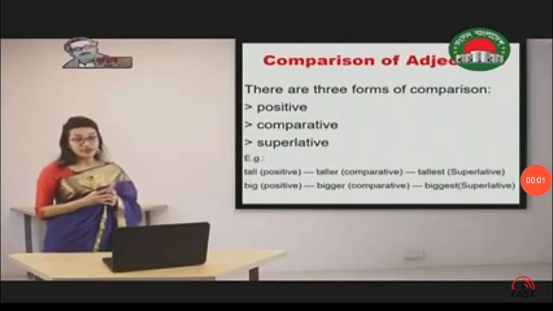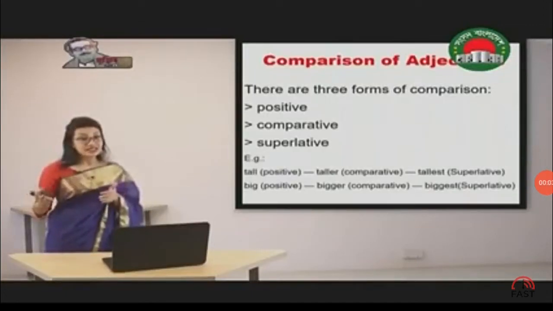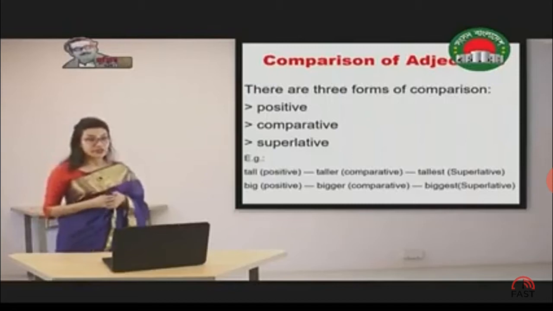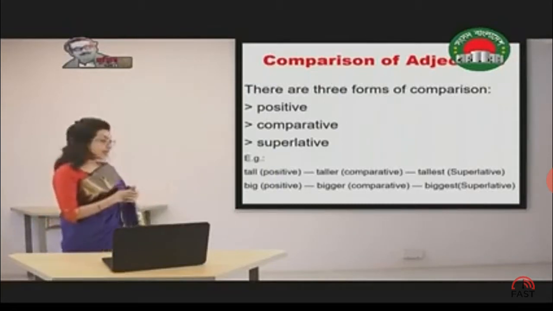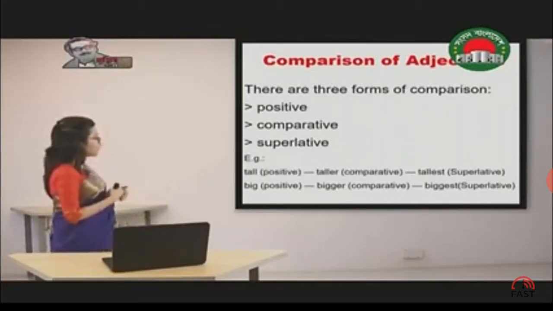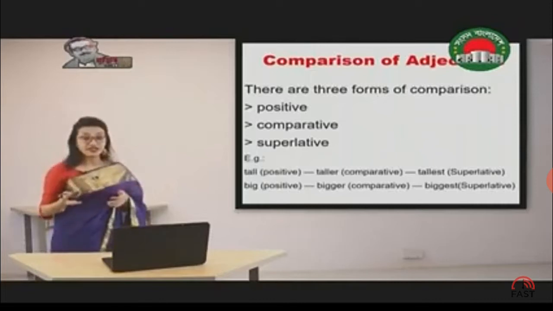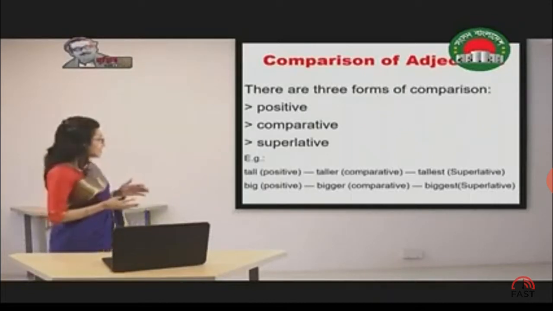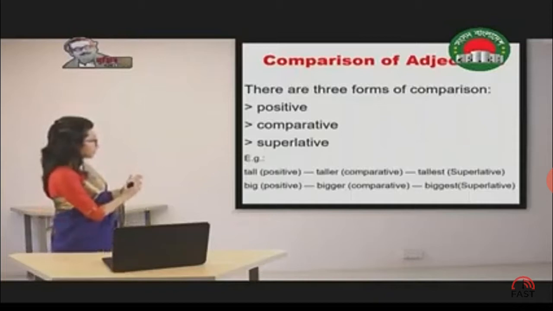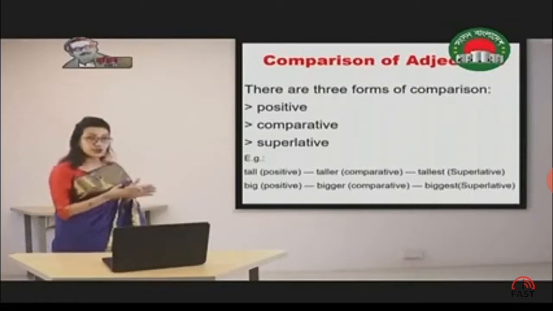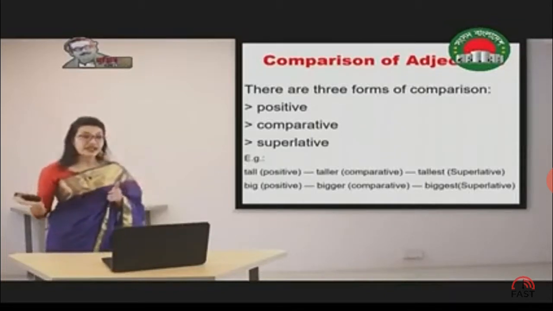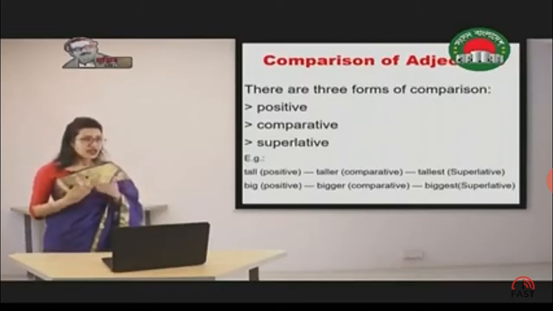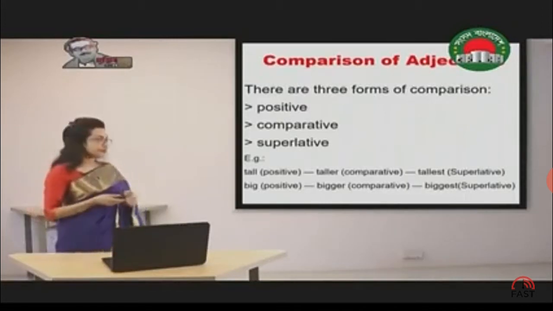is the comparative degree and the tallest is the superlative degree of comparison. We can use another example here: big, bigger and biggest. So what we can see is that in the case of positive, comparative and superlative, all the degrees that have been used are somehow different from each other.